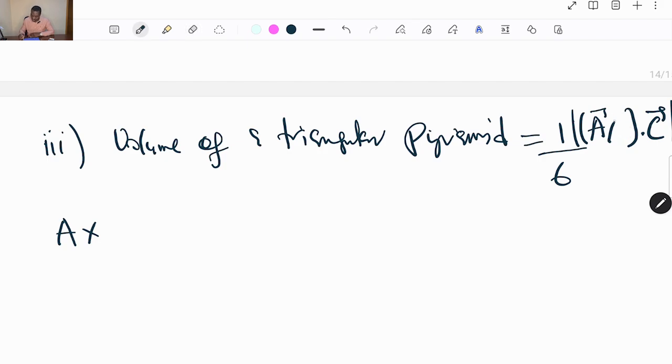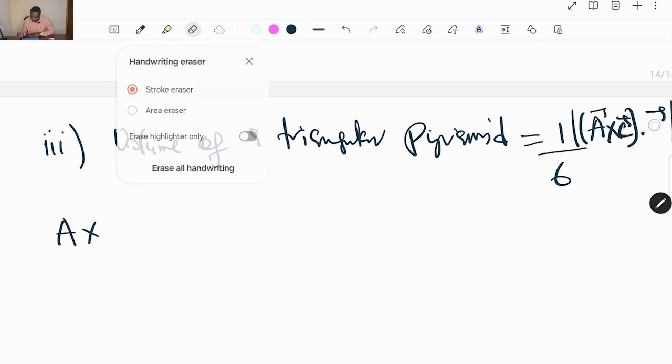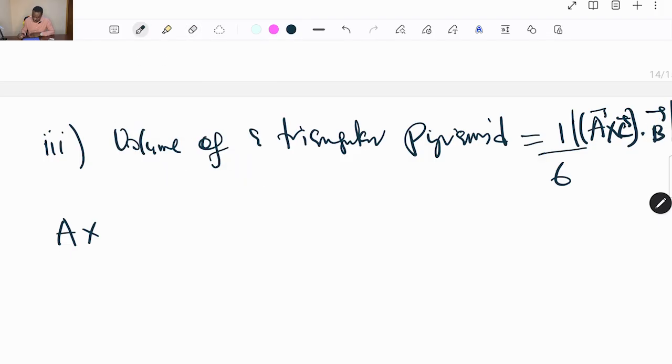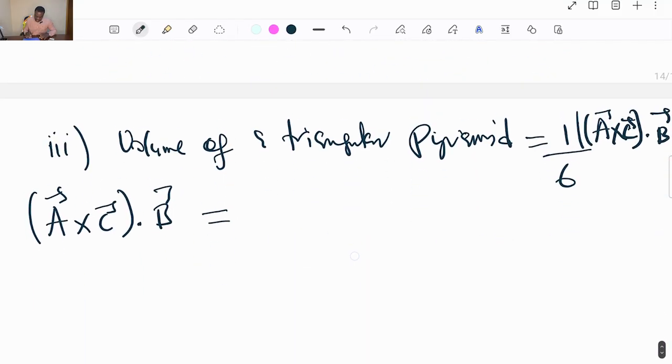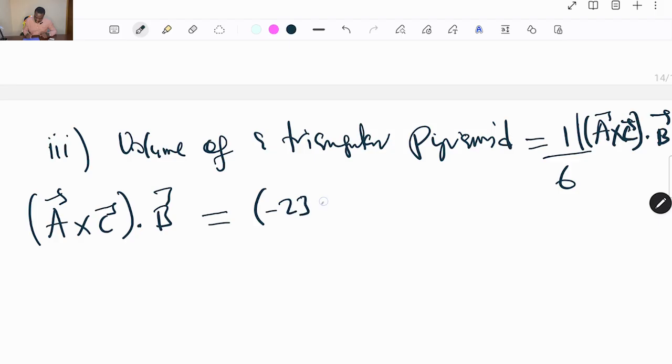So this time we are taking the cross product of vector A and C, then dot vector B. So we know the cross product of vector A and C is what we got here, which is minus 23 along the x-axis, minus 21 along the y-axis, minus 13 along the z-axis, dot vector B.